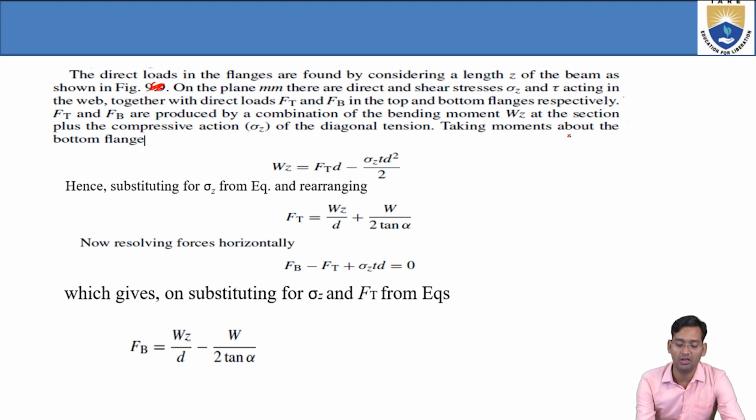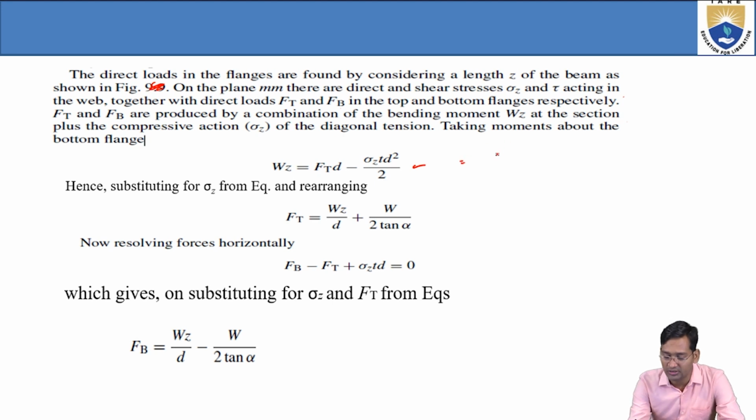Taking moment about the bottom flange. From the bottom flange, how much moment is there? Wz. This should be balanced by the flange, that is, from the top flange Ft into d. Because we are taking moments from the bottom, the bottom moment will be 0, so Fb into 0, which is why we are not writing it. For this, Ft into d minus sigma z into t d square by 2.